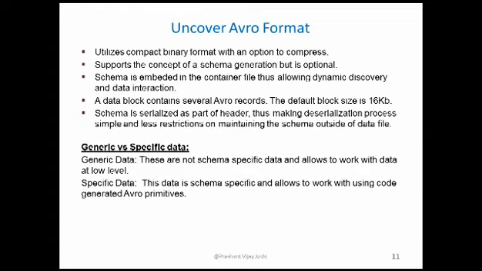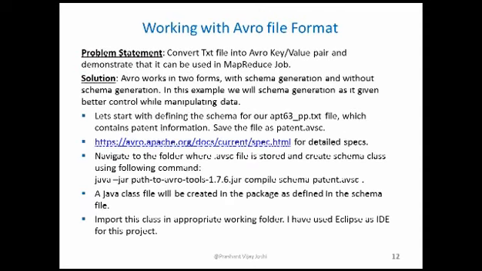There are two notions used for writing the data. First is the generic data, with which no specific schema is applied, and the second one is the specific data, which allows you to work with the Avro primitives. Now we can work with Avro file format. Here we are going to convert the text file into Avro key value pair format and demonstrate how it can be used in the MapReduce job.